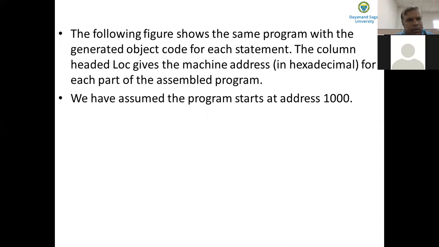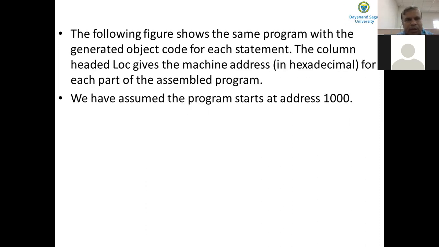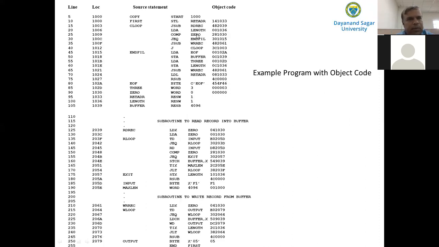Next, we'll have another figure which shows the same program with the generated object code for each statement. In this figure, the column headed LOC gives the machine addresses for each part of the assembler program. In this program, we assume that the program starts at address 1000. So, the same program, but with the generated object code for each part of the program.